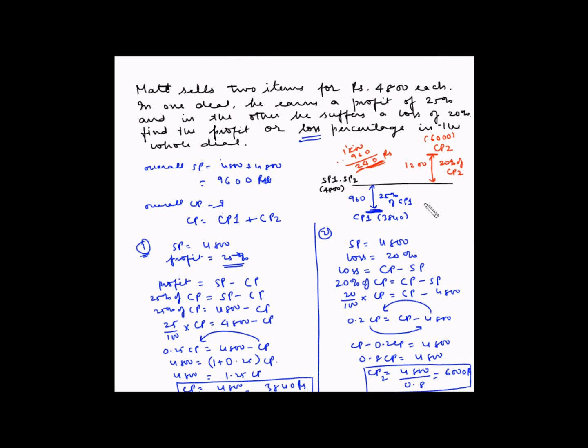Now another interesting observation to be made here is the loss is 20% of CP, while the profit is 25% of CP. Now the loss percentage is smaller than the profit percentage, but the overall amount for the loss is bigger, because 20% of a bigger number can be bigger than 25% of a smaller number. So what this means is that sometimes you have to find out the absolute value in terms of rupees to do the actual comparison.